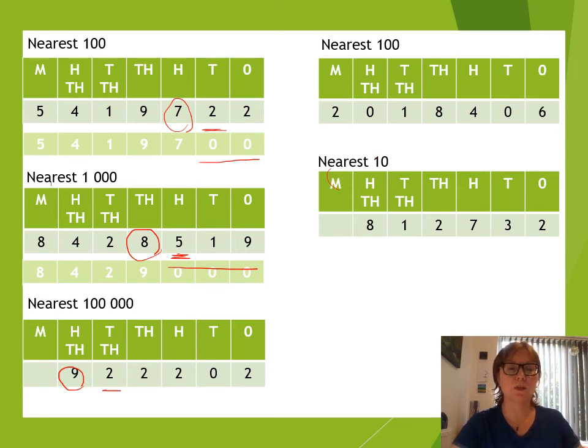The next one, if we're rounding to the nearest 100,000, circle the 100,000s digit, underline the digit on the right. That's a 2, which means that the 9 is going to stay the same in the hundreds of thousands place. So you should have got 900,000.